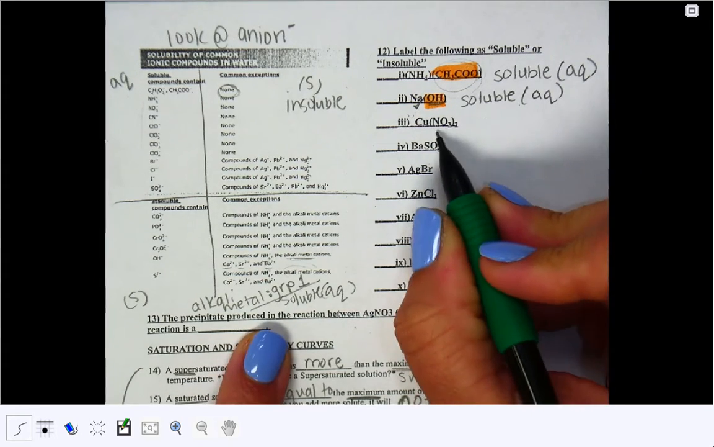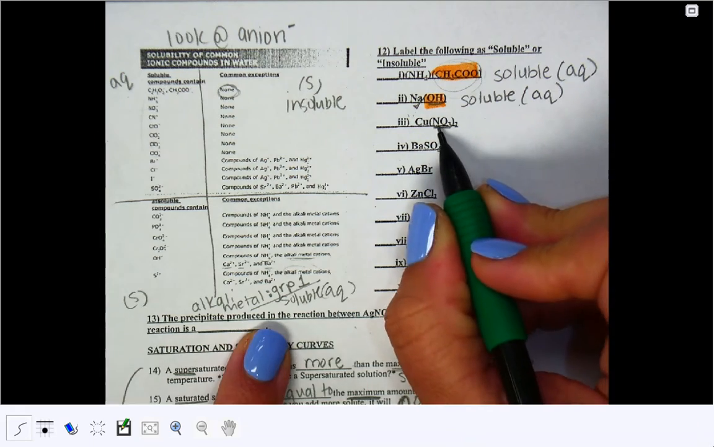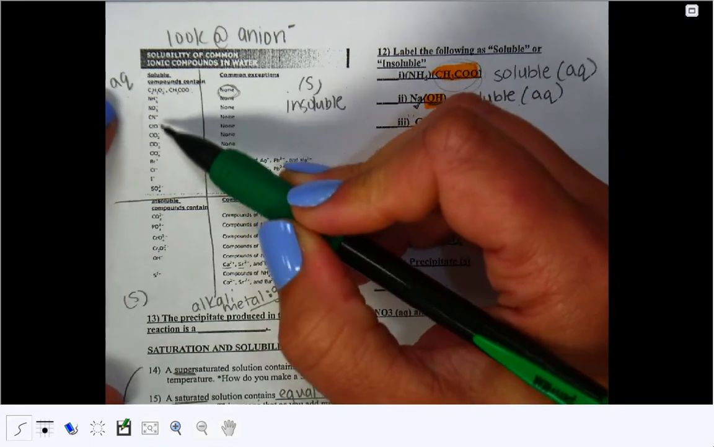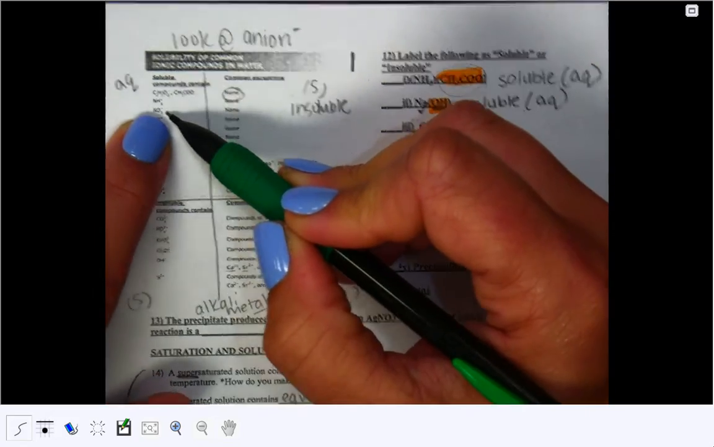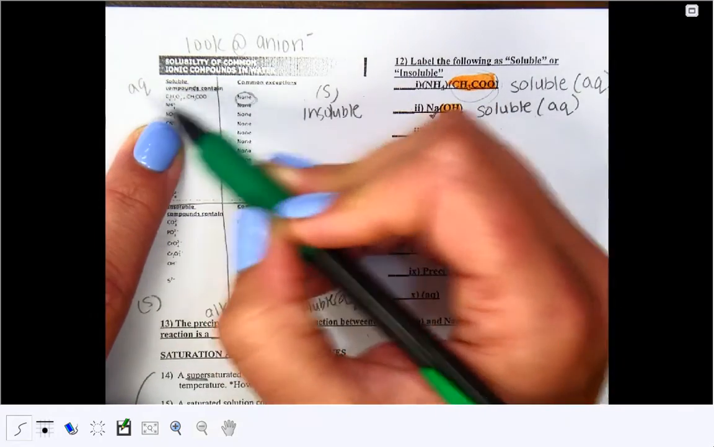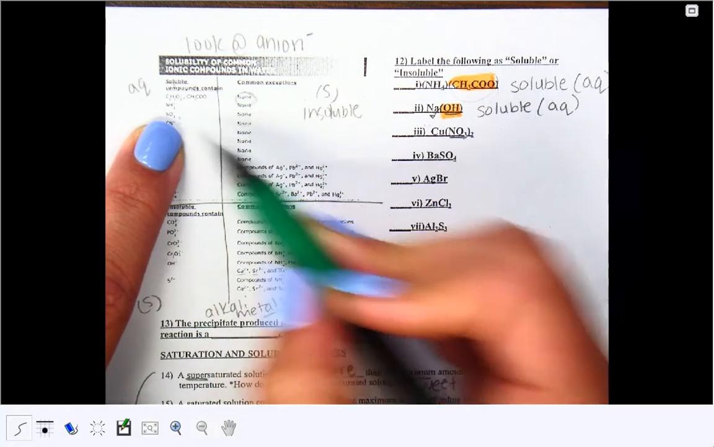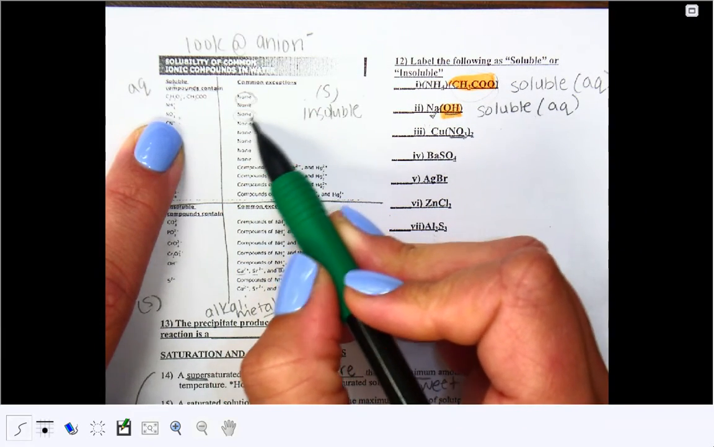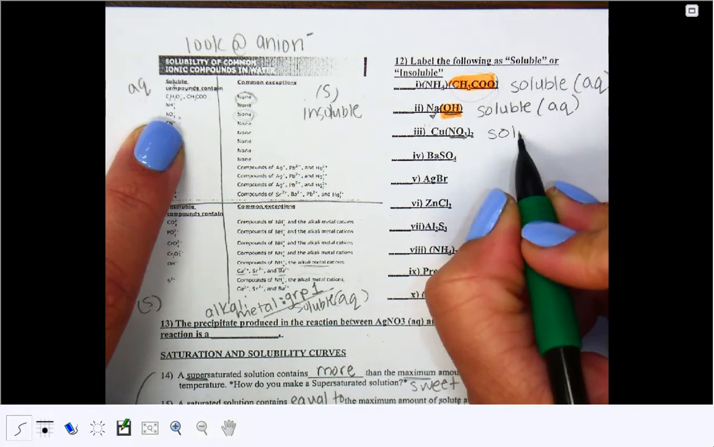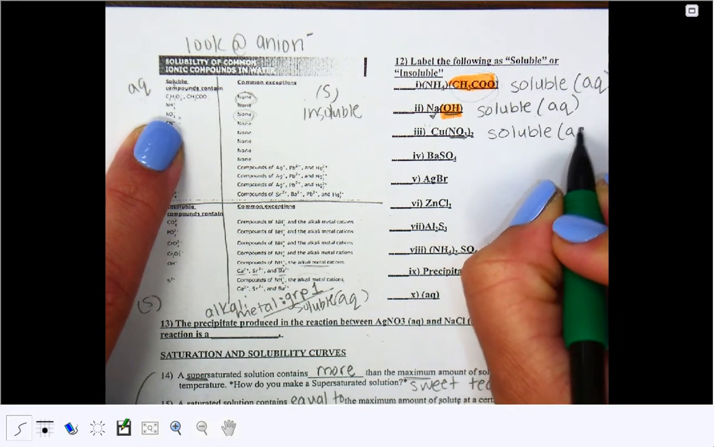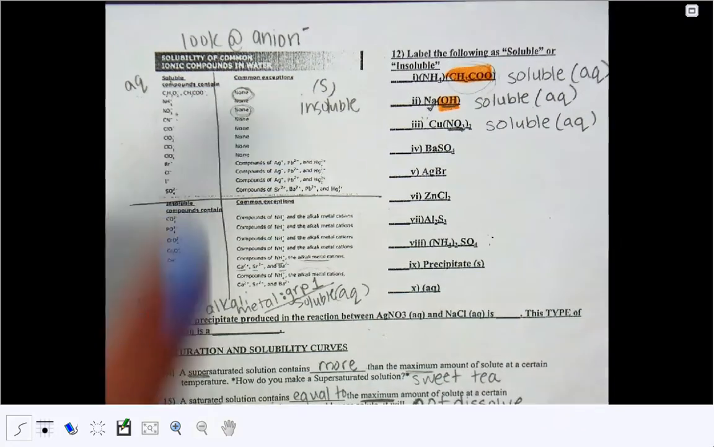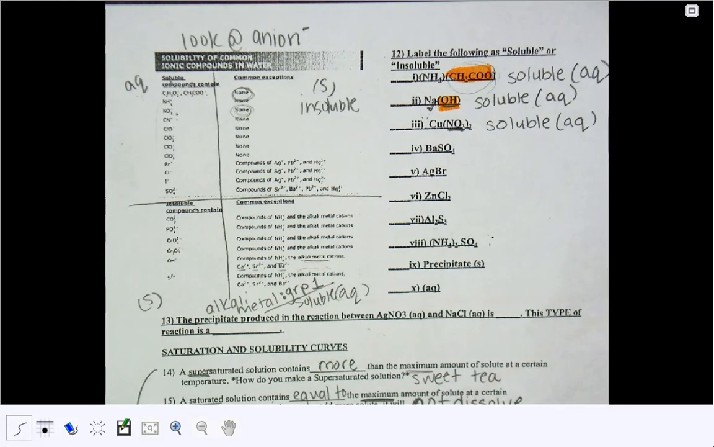All right. The next one we have, we're looking at nitrate, NO3. So we're going to find nitrate on our list. Nitrate is up here at the top. So nitrates are aqueous or soluble unless it's with, and we see that there is no exception to that rule. So it's going to be soluble again. Does anyone have any questions so far with those? Okay. All right. The next one, you gotta be careful.